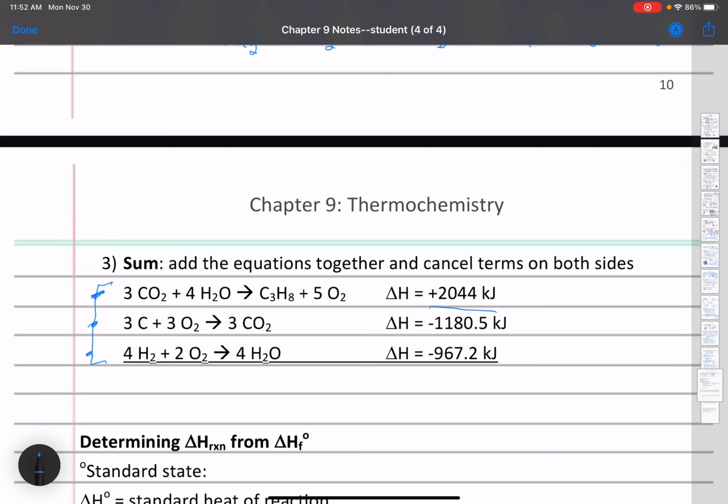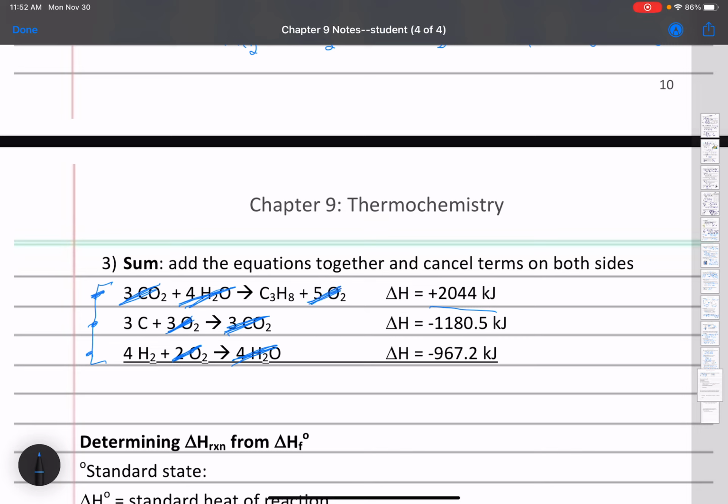I'm just going to add them all together, and when I do that, I'm going to cancel out like terms on opposite sides of the equation. So I'm canceling out 4 waters. They're on the reactant side here and the product side right here. I have 3 carbon dioxides on the reactant side here and 3 carbon dioxides on the product side here. I have 3 oxygens here plus 2 oxygens makes 5 oxygens, which cancel out with the 5 oxygens here.